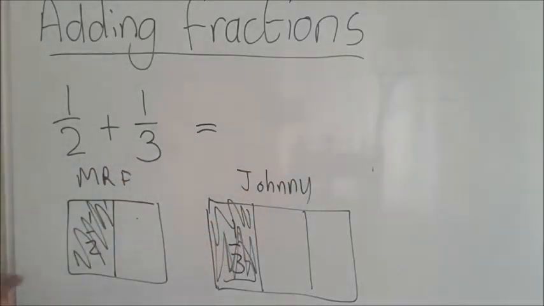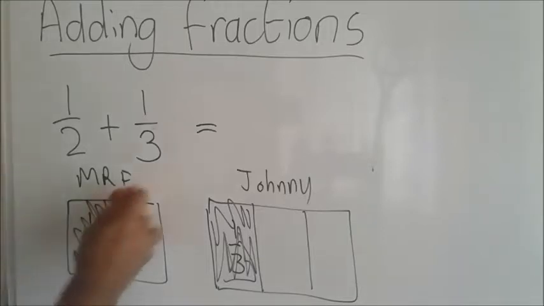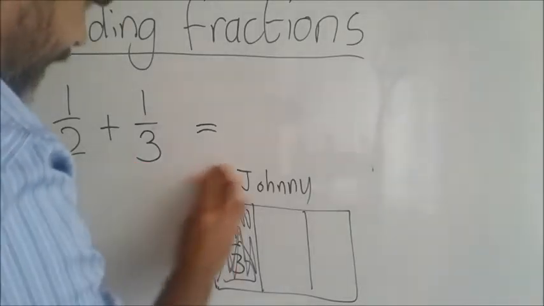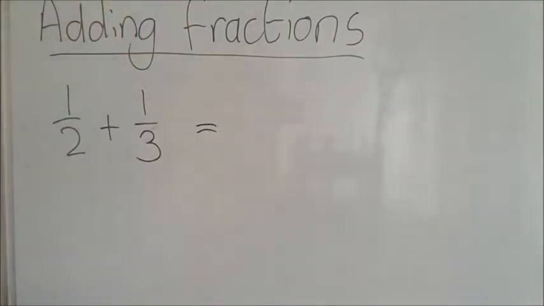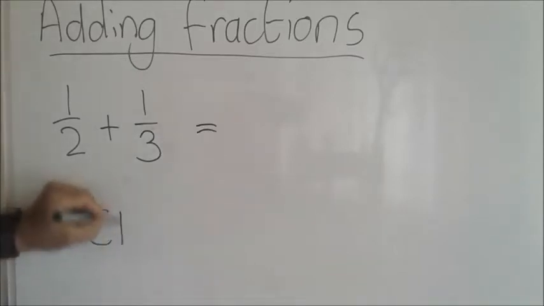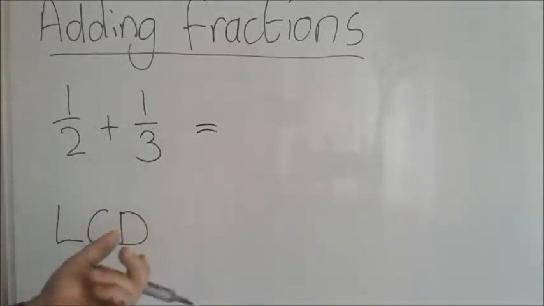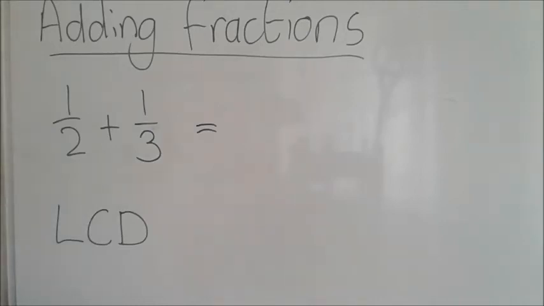Because it's really difficult, now all of a sudden you've got two different denominators. It just doesn't make a whole lot of sense. So now I need a method to be able to add these together. Luckily maths has got lots and lots of methods, and this is one of them. In order to add up fractions of different denominators, you first have to find the lowest common denominator, the LCD. You remember this?